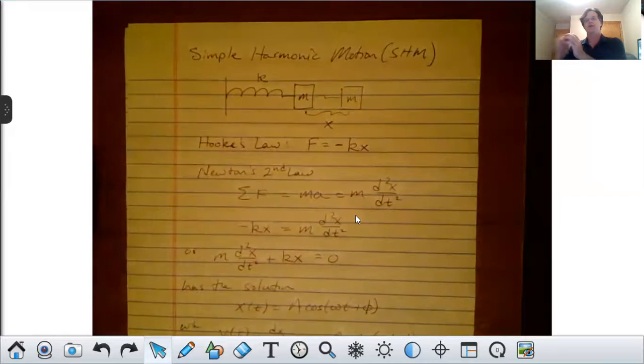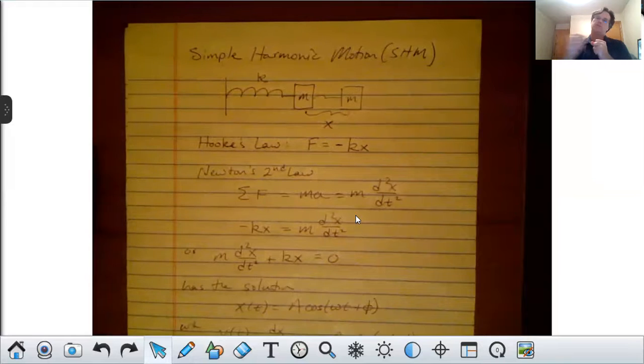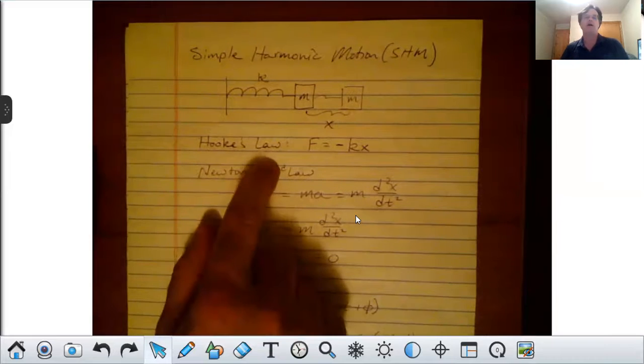The force law describing the restoring force, I call it a restoring force because the spring always wants to pull the mass back to equilibrium, pull or push. But the force law describing that is called Hooke's law.